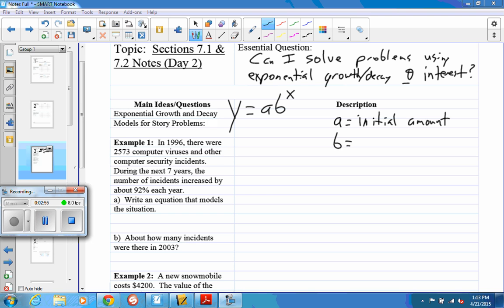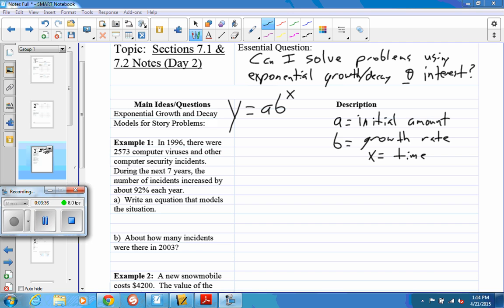B then is, and it stays the same, my rate of growth. We'll just call it growth rate. Now that can be a growth rate that is smaller than 1, and so that would be decay. We'll just call it growth/decay rate, if you want to write that. Then x is always just going to be an amount of time, and that's going to change. Sometimes it's in years, sometimes it's in months, but it's just an amount of time. Most of our problems will be years.